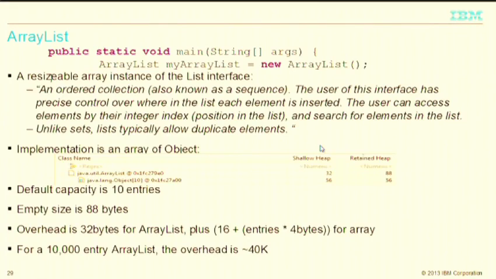Now, I have to say, I've got no idea who worked out what the default value should be. For hash map, it's 16.